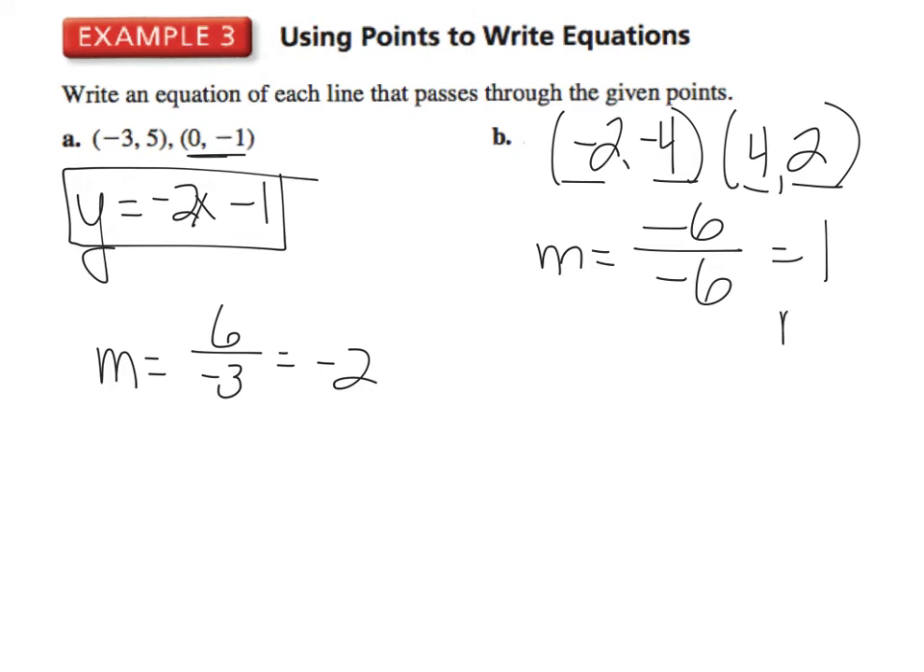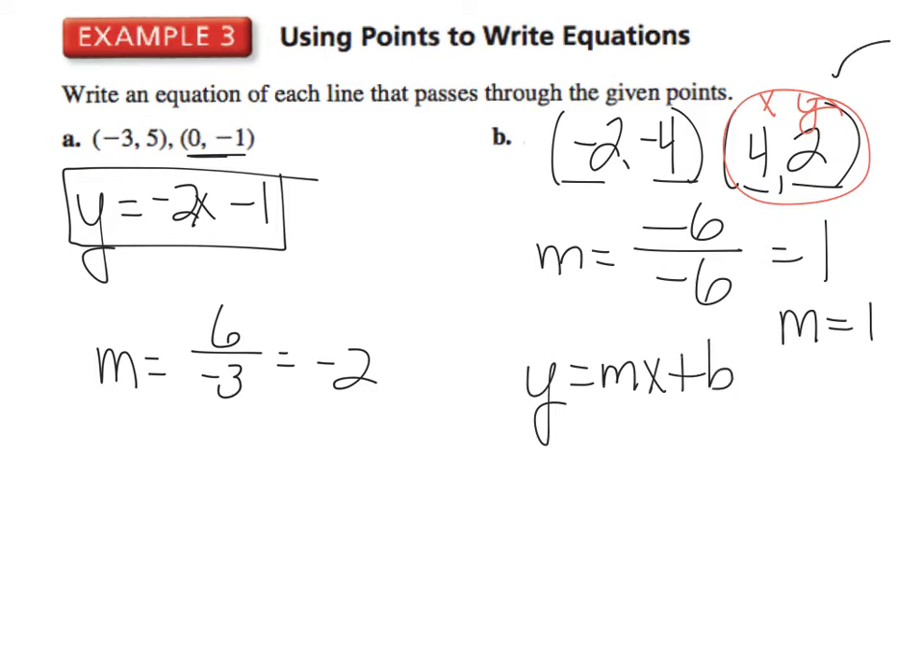We know the slope is 1. I'm going to pick a point, and in this case I'm just going to pick 4, 2. You could also pick negative 2, negative 4. That's okay. And I'm going to take my formula, y equals mx plus b, and I'm going to plug in the y value of 2, my slope of 1, and my x value of 4, which is right here. The b is what I still need to find. So now I can use my equation to plug stuff in to solve it for b.